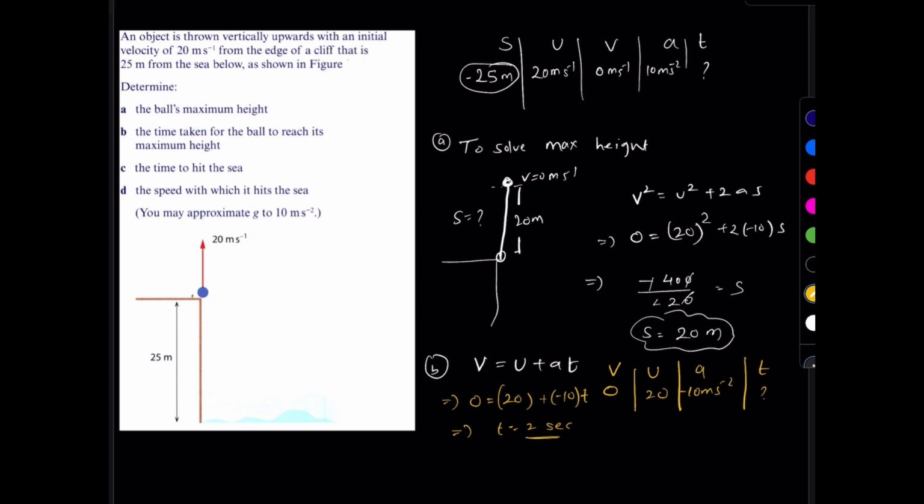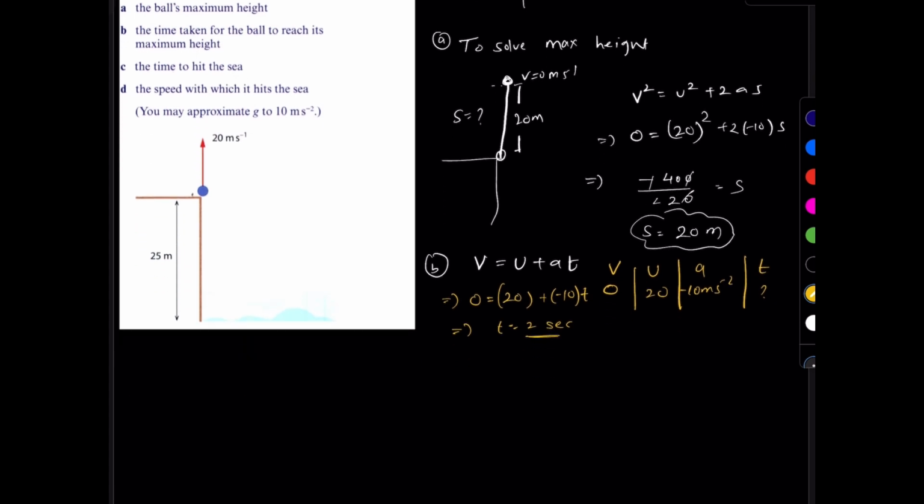Then they're asking the time to hit the sea. Okay, this is a really important part. So time to hit the sea. In that case, the ball is launched from this cliff. It'll go up by 20 meters, return down, and then this. So throughout this, the total displacement will be minus 40 meters.